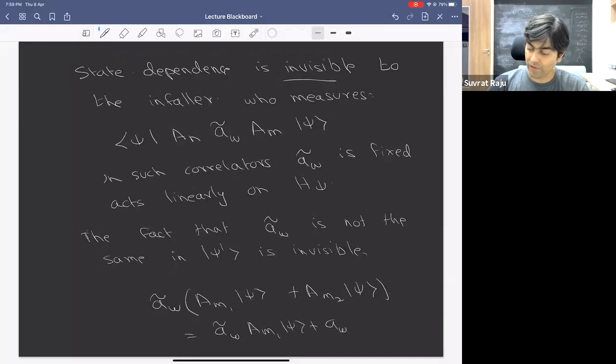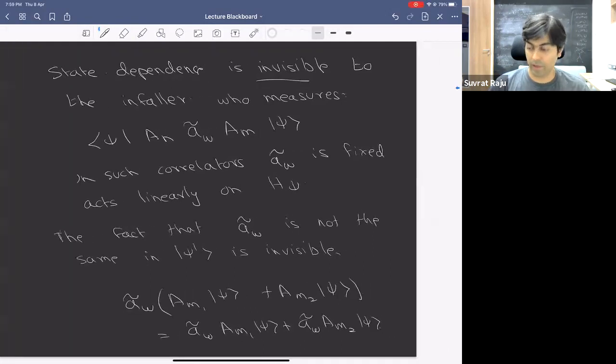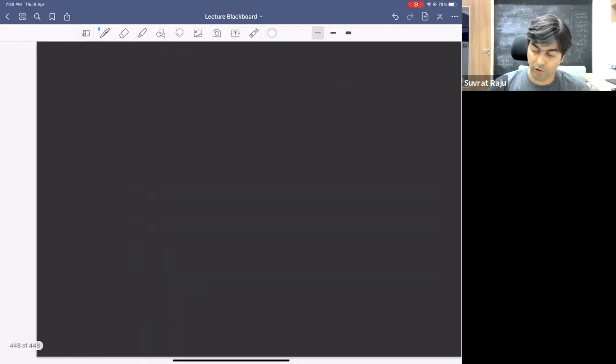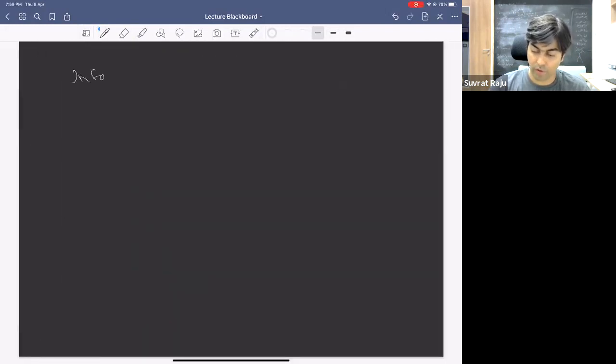So the state dependence is at some level of when you make a transition from one microstate to another microstate, which is in some sense very far away, in that it can't be reached by simple operators or by simple observers. And so the infalling observer just sees ordinary quantum mechanics. Okay? So the infaller just sees ordinary quantum mechanics.